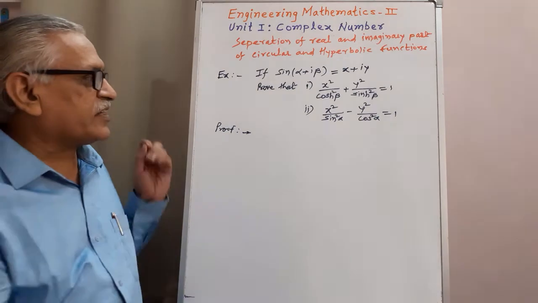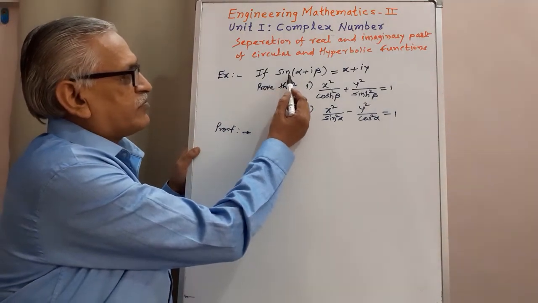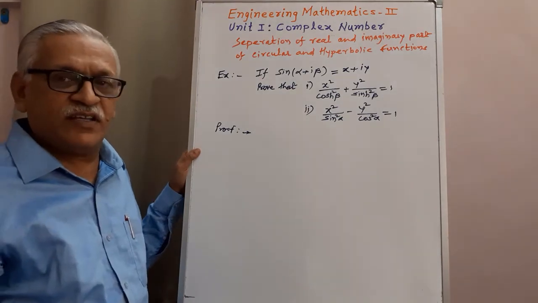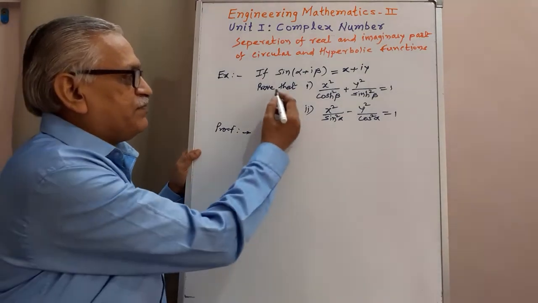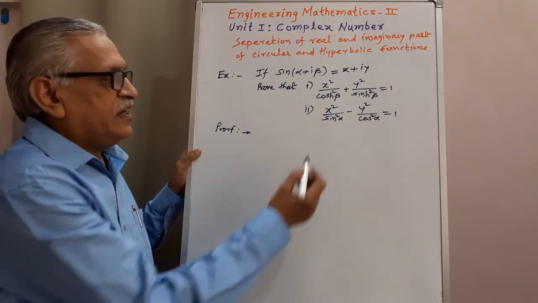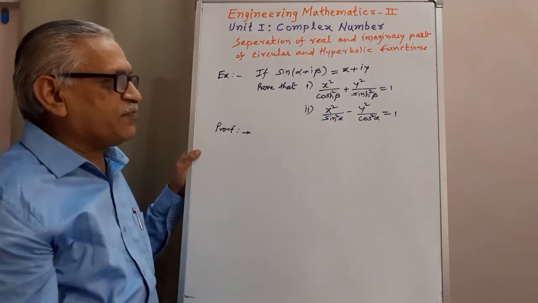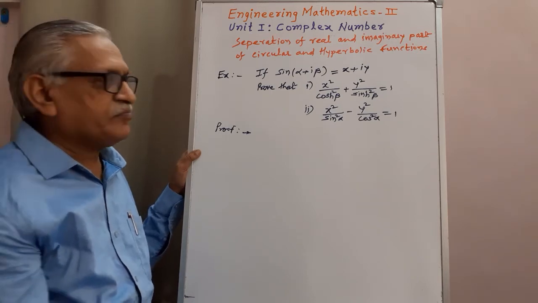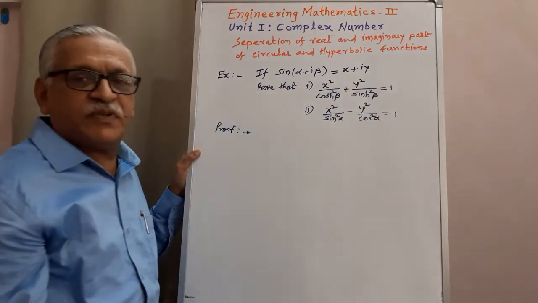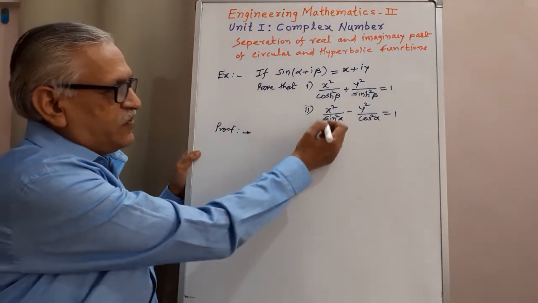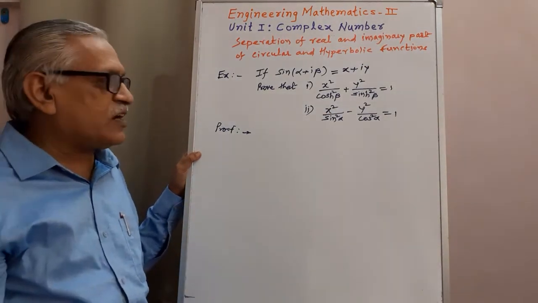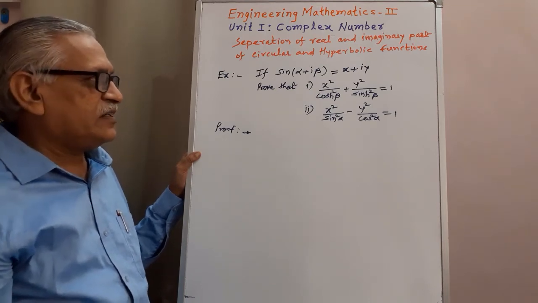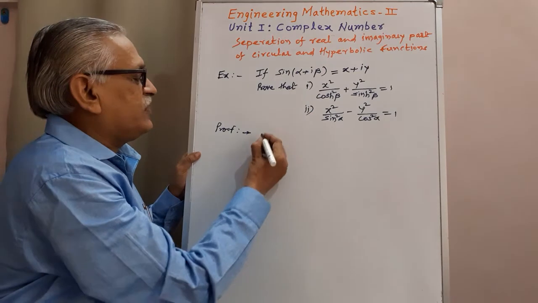Let us see the next example. If sin of alpha plus i beta is equal to x plus iy, then prove that two results. First one, x square upon cos hyperbolic square beta, cosh square beta, plus y square upon sinh square beta is equal to 1, and the second one, x square upon sin square alpha minus y square upon cos square alpha is equal to 1. And to prove this, we take the help of the given information.